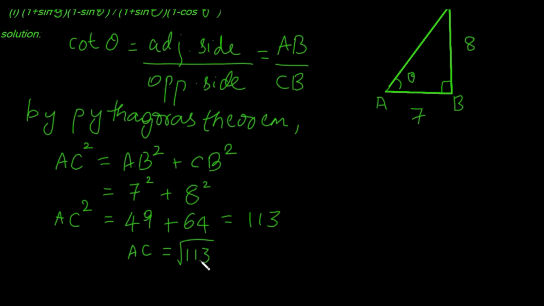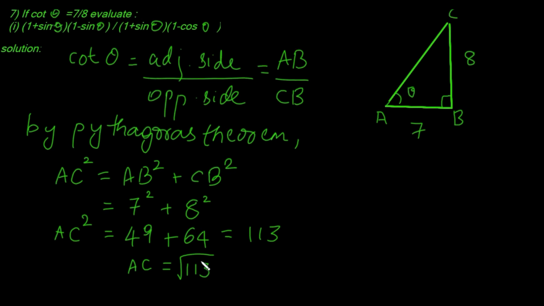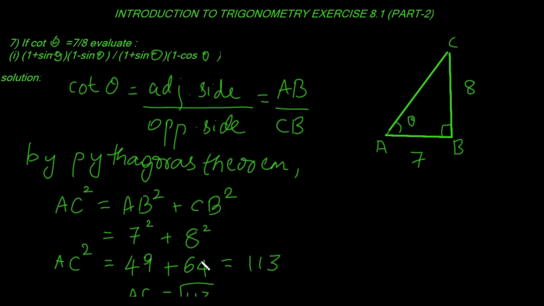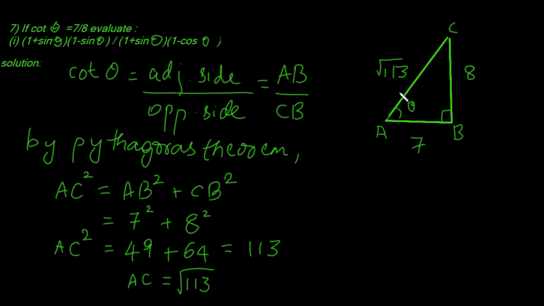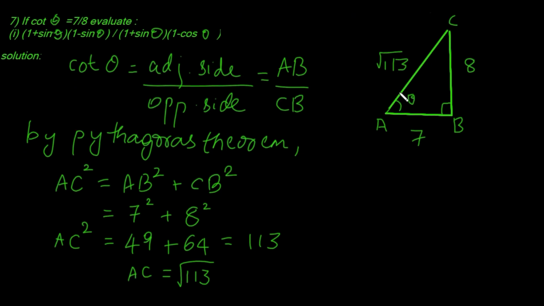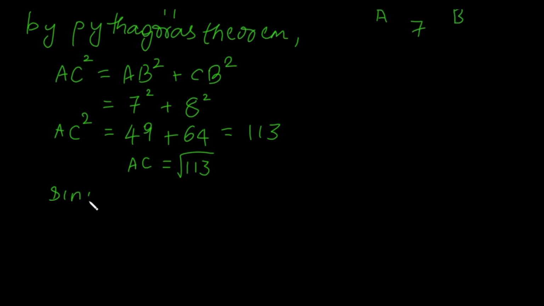So now we have to substitute this value in our figure. AC is root 113. Now we have to find sin theta, because we need it in our formula. Sin theta, as we know, is opposite by hypotenuse.